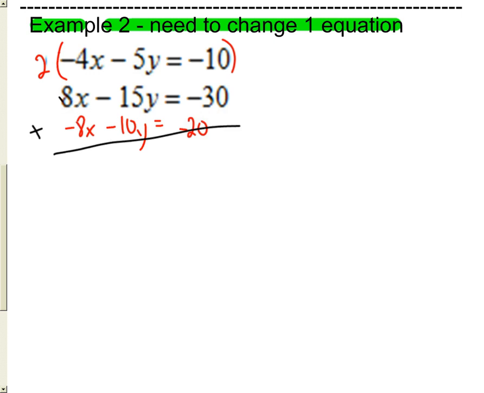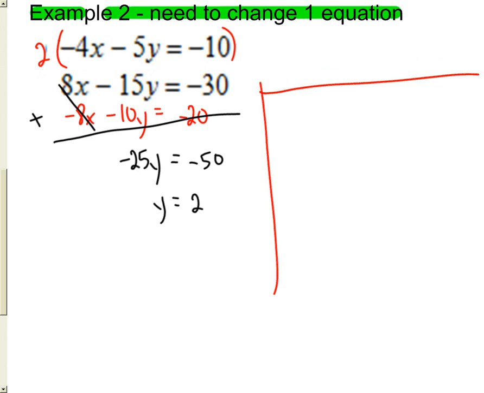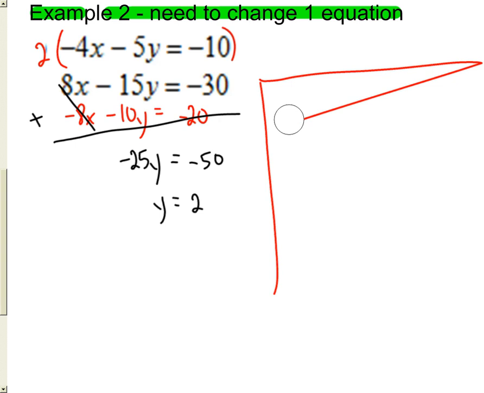8x minus 8x is nothing. Negative 15y plus negative 10y is negative 25y. And negative 30 plus negative 20 is negative 50. Divide both by negative 25, and I see that y is equal to 2. Well, all we have to do now is plug this into the other equation, and we'll be ready to go.